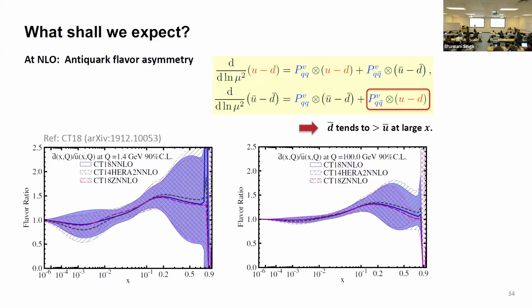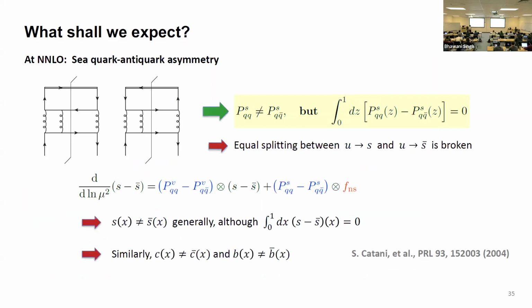And we can understand this from the equation here, because U bar minus D bar is mixing with U minus D. And we know that in the PDF of the proton, U is greater than D. So this U minus D is positive, but the coefficient is negative. So it brings down U bar minus D bar, and that makes D bar tend to be greater than U bar at large x region.